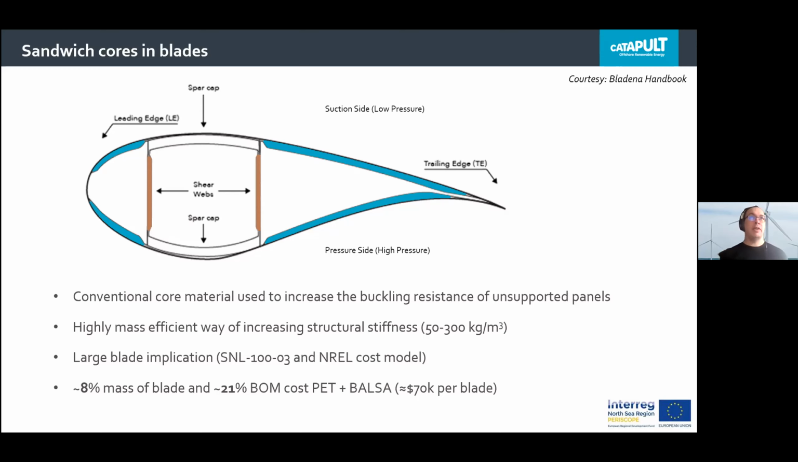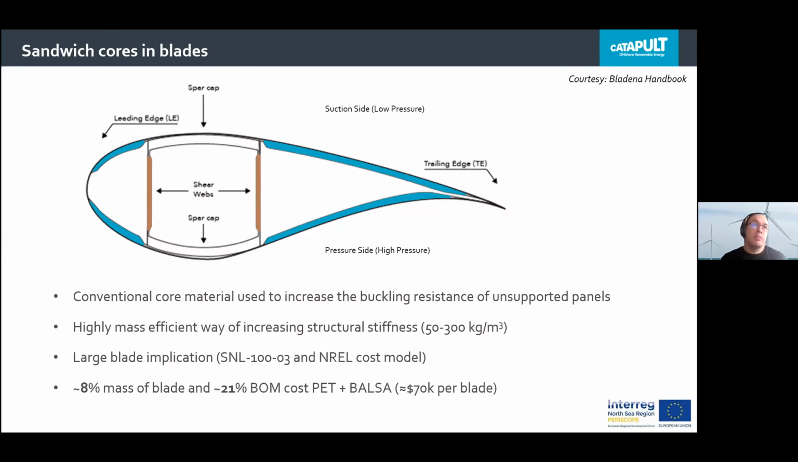So as you can see there, the leading edge and the spar cap, and between the spar cap and the trailing edge, those areas highlighted in blue are the longest sections of skin which need supporting by foam. And the shear webs are shown in brown, but nonetheless, they're all core sections that usually have a weight range of between 50 and up to 300 kilos per cubic meter.